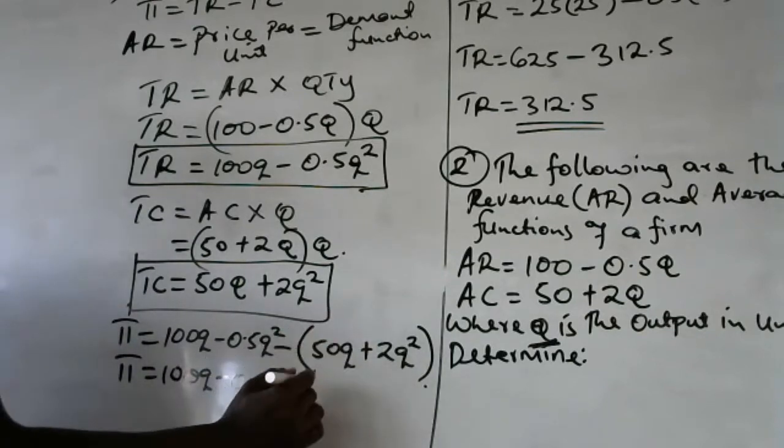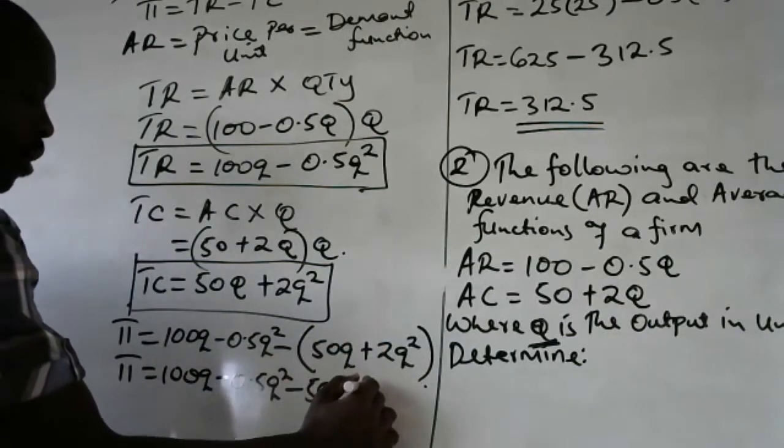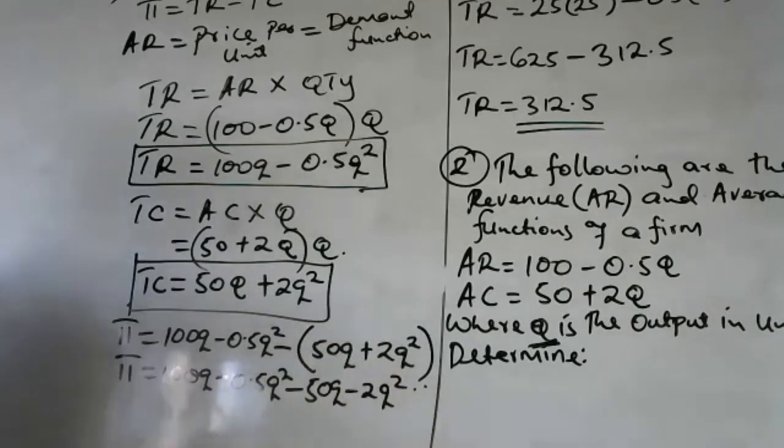Negative times positive will be negative 50Q. Negative and positive is negative 2Q squared. Then from there, you can put the like terms together to find that pi is equal to 100Q minus 50Q, that is the same as 50Q, and negative 0.5Q squared minus 2Q squared is the same as negative 2.5Q squared. That is the profit function.